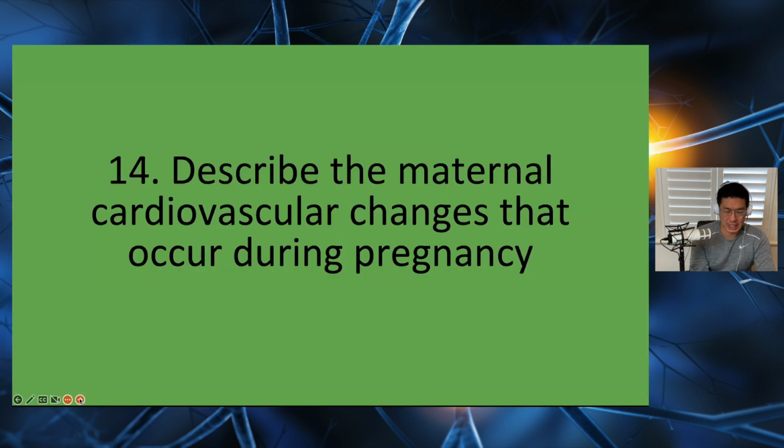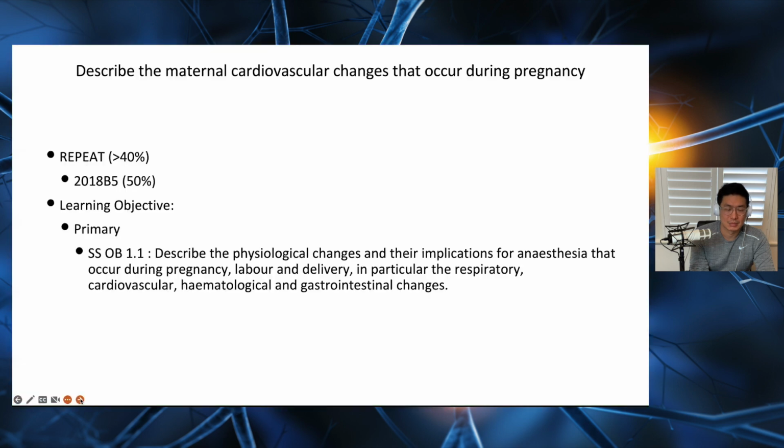All right, question 14. Describe the maternal cardiovascular changes that occur during pregnancy. I feel like this is something that people cover all the time, especially when seeing it in real action with pregnant patients. This was a repeat question, 2018 B5, where it had a 50% pass rate.